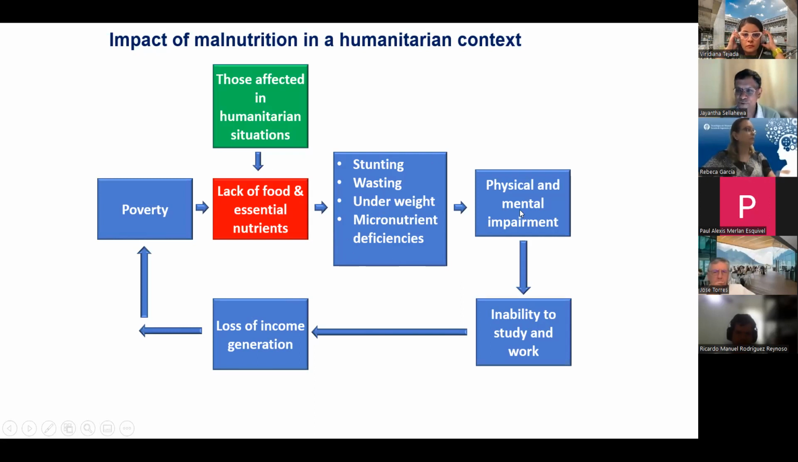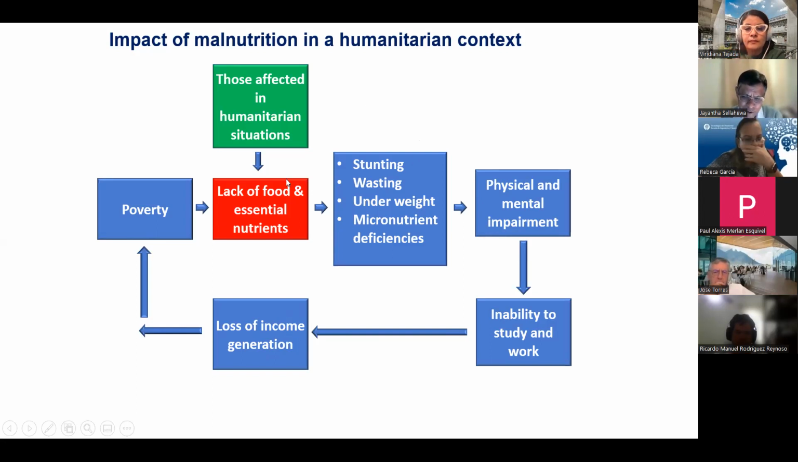That can lead to physical and mental impairment. That can lead to inability to study and to work. So if people don't study, they don't have the proper skills. And if they're not physically fit, they can't work, which means there will be a loss of income that will lead to poverty. And if they are poor, even if food is available, they probably won't be able to afford to buy the food. And this whole cycle is repeated. And they will never be able to get out of it.